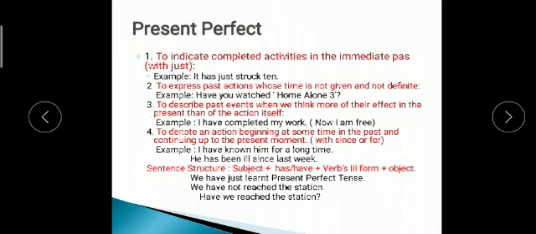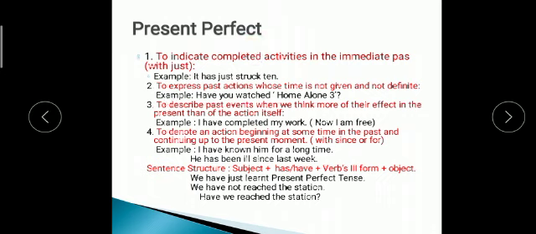The very first is to indicate completed activities in the immediate past with just. For example, it has just struck 10. So it indicates the activity that is completed in recent past. So we use just and we use has with third form of the verb to frame present perfect tense sentence.